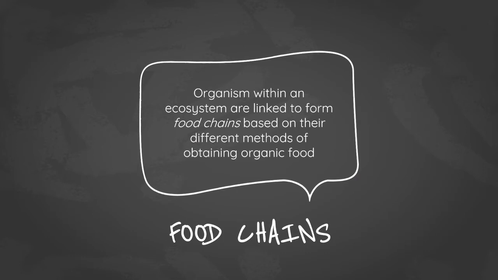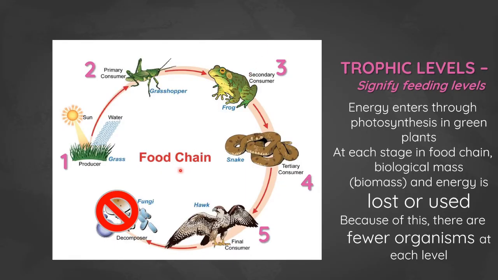Organisms within an ecosystem are linked to show food chains based on their different methods of obtaining organic food. So when you're looking at food chains, you want to look at the trophic levels, which signify feeding levels. At the start of the food chain, you have to remember that sunlight is the ultimate energy for all life on Earth, but only the producers can get their energy directly from the sun. So the first trophic level is always a producer, or sometimes we refer to them as the primary producer.